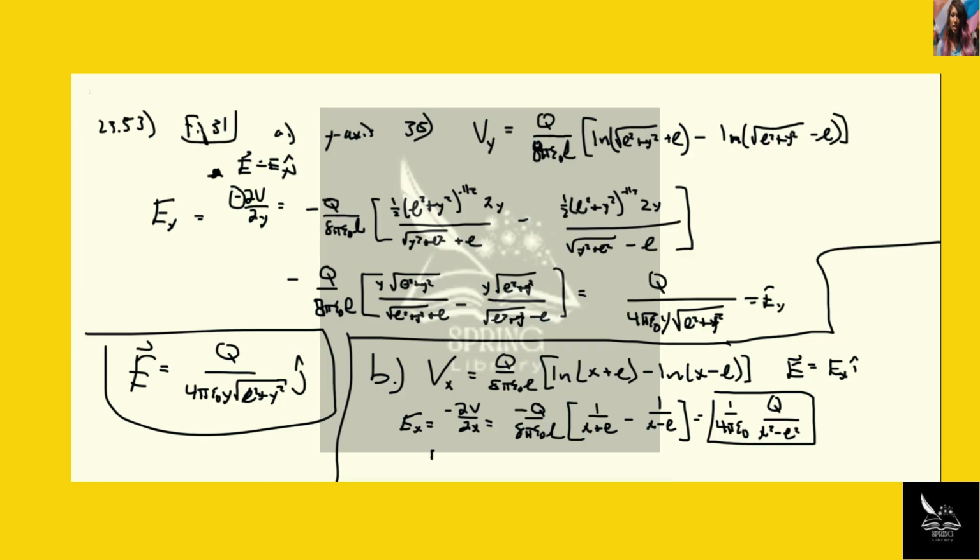So that's our Ex. So let's go ahead and write this out as a vector quantity. And that is Q over 4 pi epsilon naught and 1 over x squared minus L squared, all in the i hat direction. Kind of small here, but that is the answer. Sweet.